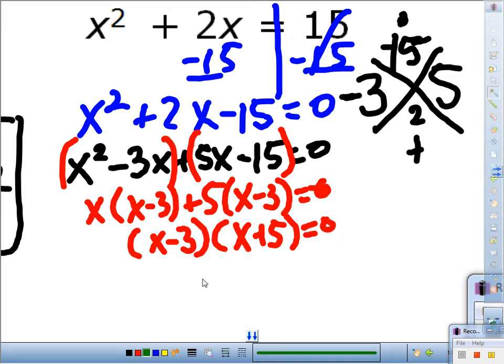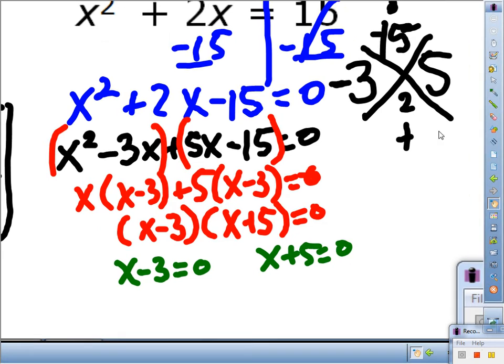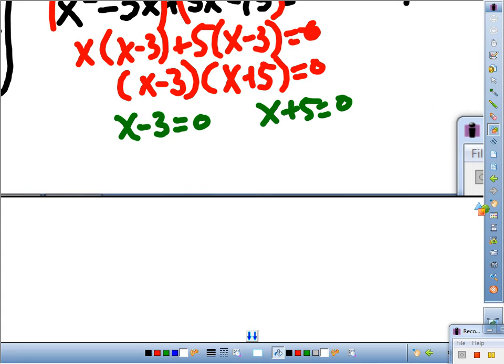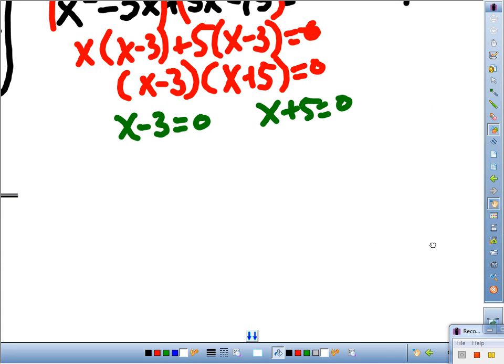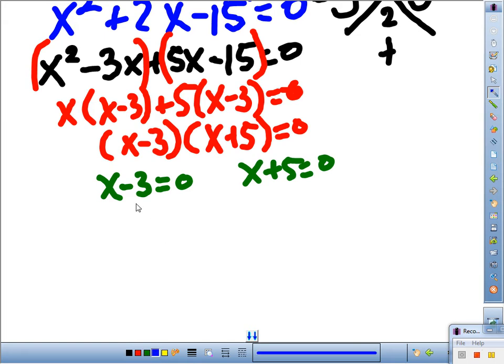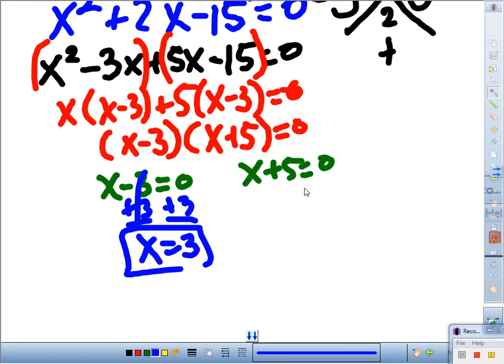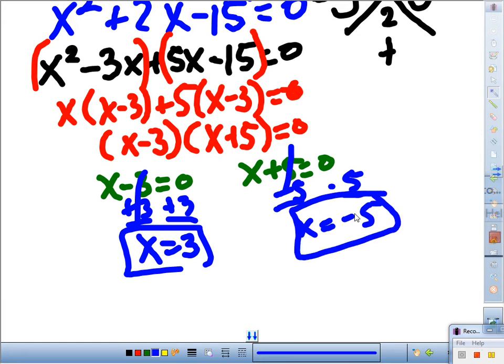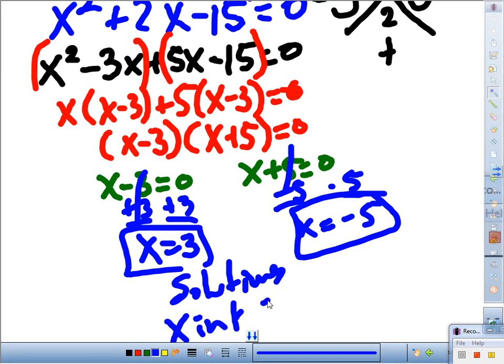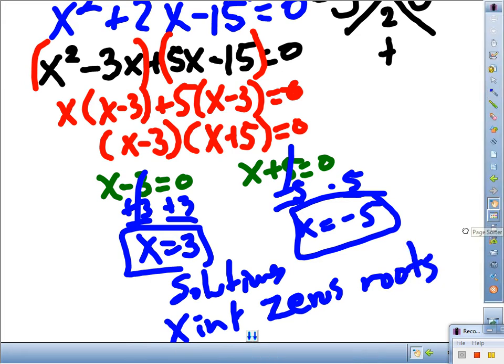Next step, zero product property. So what do I write? X minus 3 equal to 0. X plus 5 equal to 0. So far so good? Alright. From there, solve for x. Plus 3 plus 3. X equals 3. Minus 5 minus 5. X equals negative 5. These are my what? Solutions, x-intercepts, zeros, or roots.